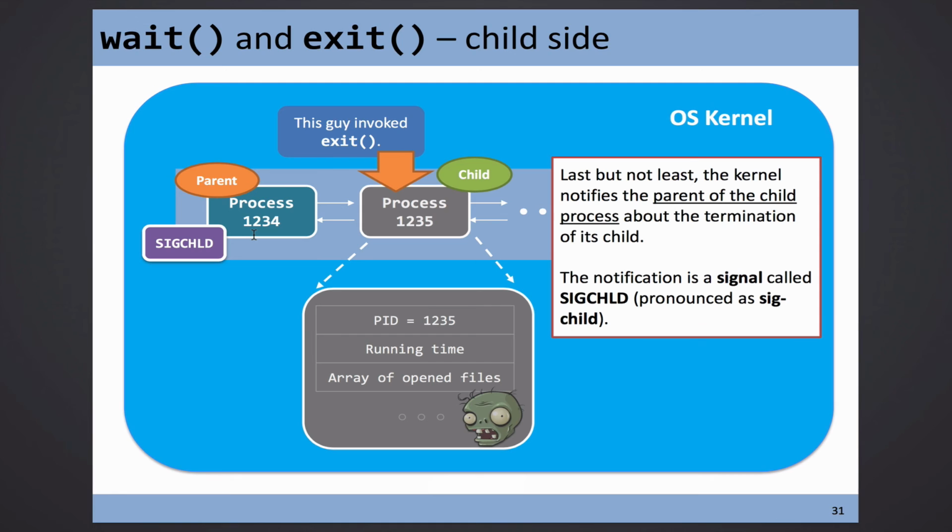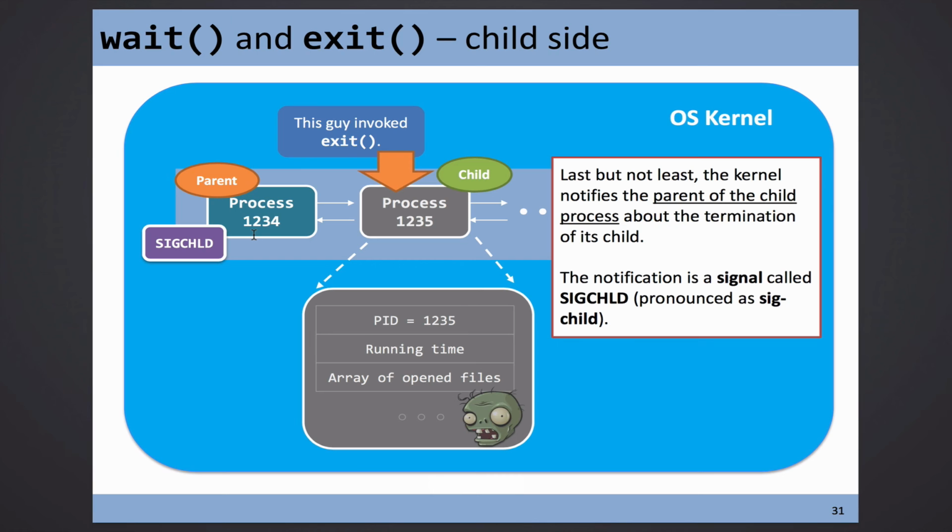But before the wait system call knows that a zombie exists, it has to be notified. Who calls the wait system call? The parent. The parent will be notified by this zombie. Before it becomes a zombie, it will send a so-called signal, called SIGCHLD, or signal child. So the SIGCHLD is sent to the parent, and what happens? If the parent doesn't call the wait system call, it will ignore the zombie.